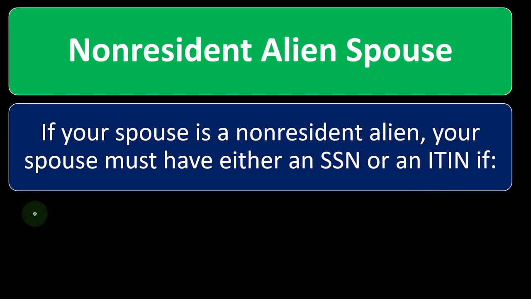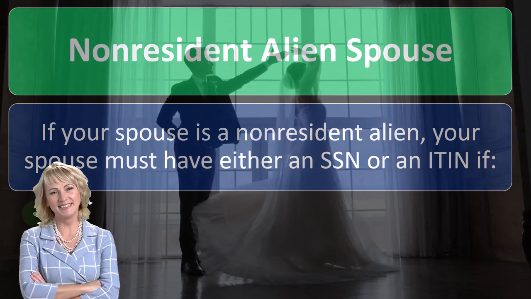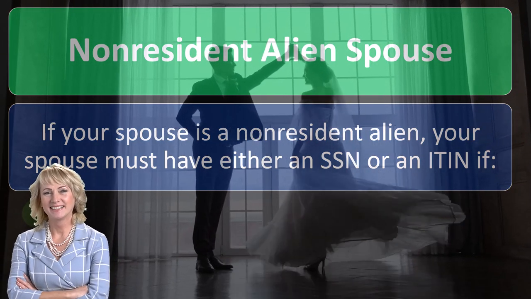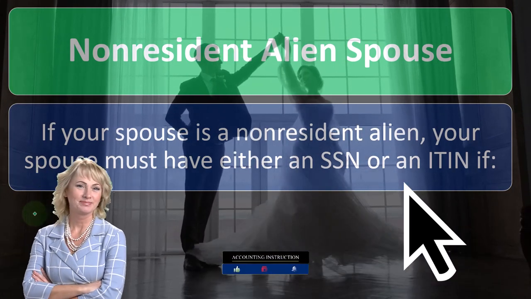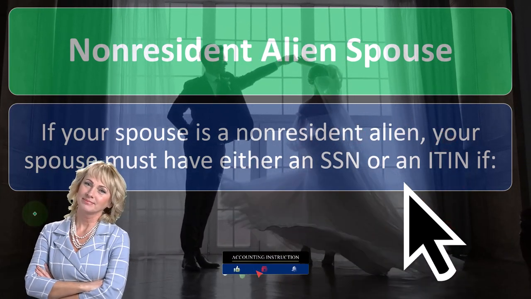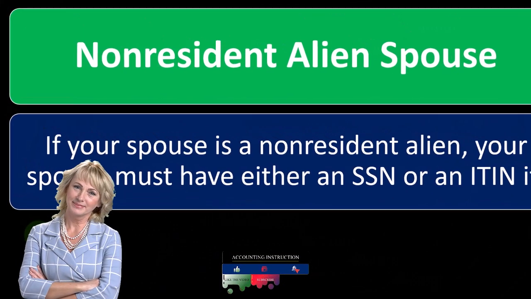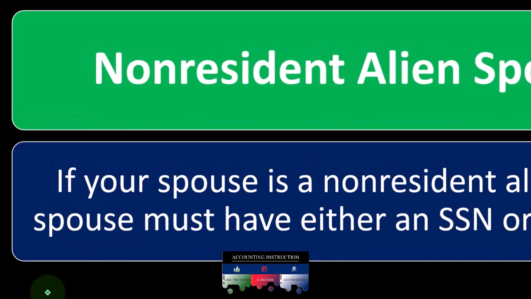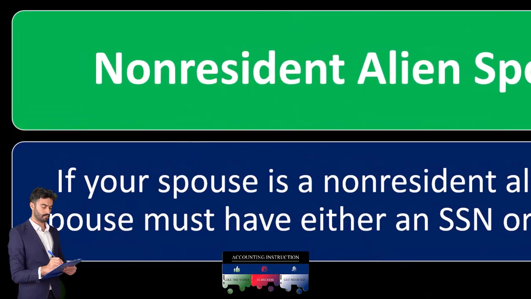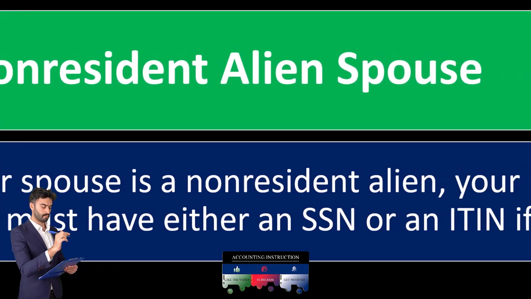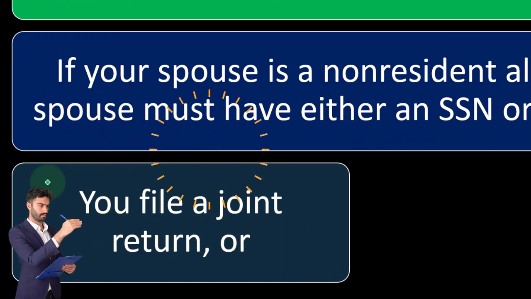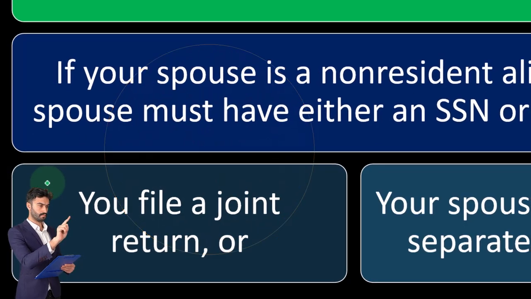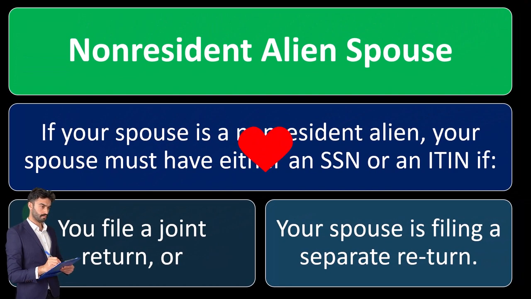Non-resident alien spouse. So now you've got a situation where normally you're a single filer or head of household, then you can be married. But what if you have a non-resident alien spouse? What does that do to this whole crazy system we're putting together here? If your spouse is a non-resident alien, your spouse must have either an SSN, Social Security number, or an ITIN if you file a joint return or your spouse is filing a separate return.